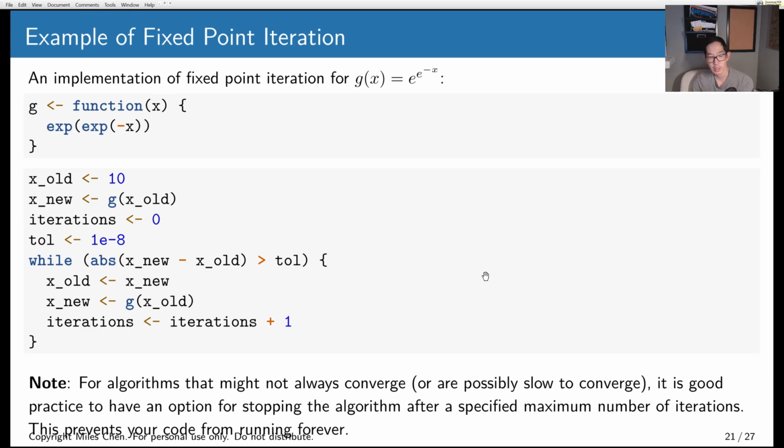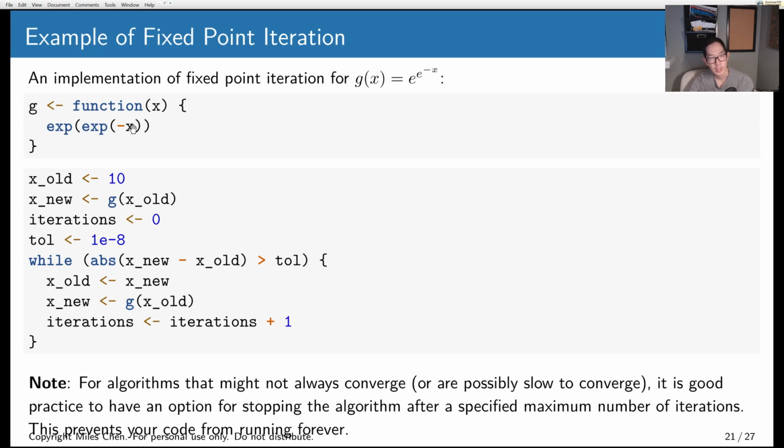So this is just some code that will help us find a fixed point of g. Here I write a function in R. I'm going to say g is a function of x, and the value it returns is going to be e to the negative x. The e function in R is exp, so I want exp of negative x.